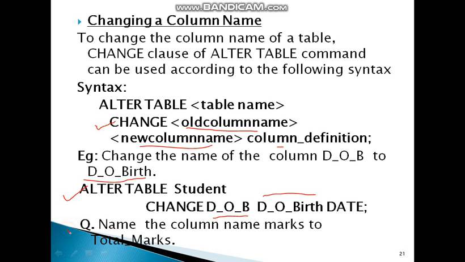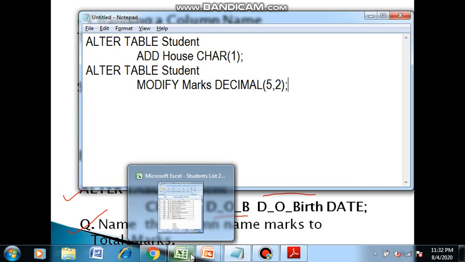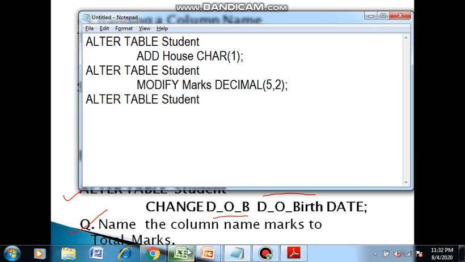Now let's see this question. Rename the column marks to total marks. Just simply saying marks, it's not that much explanatory. We want to make it total marks. So let's see the command for doing that. Alter table student. Then we want to change the name of the marks, so the subclause for doing that is change.